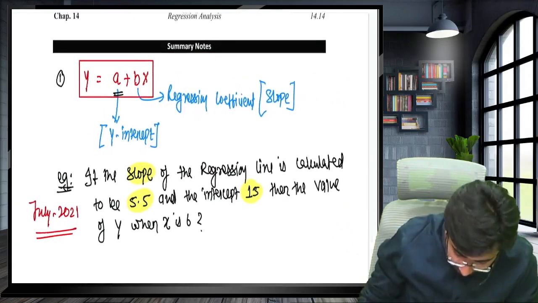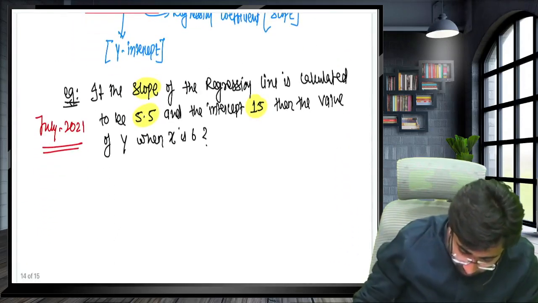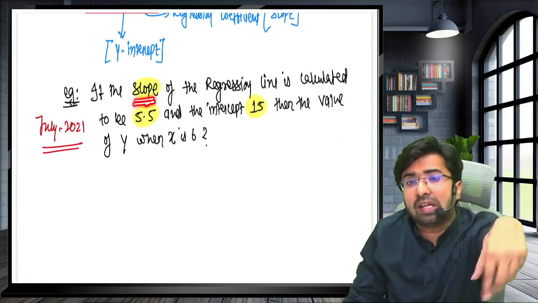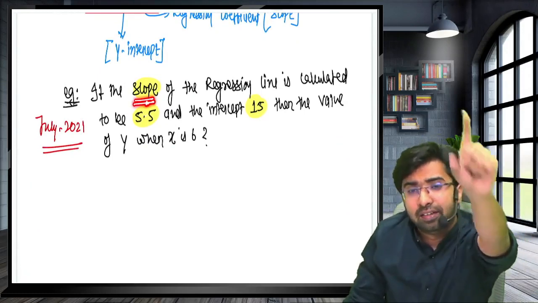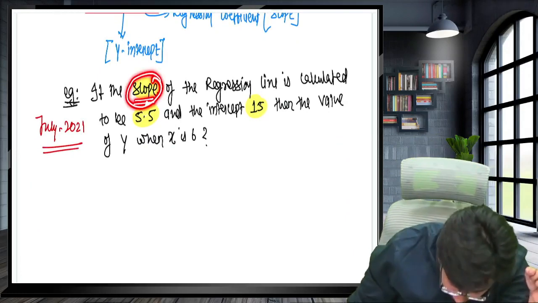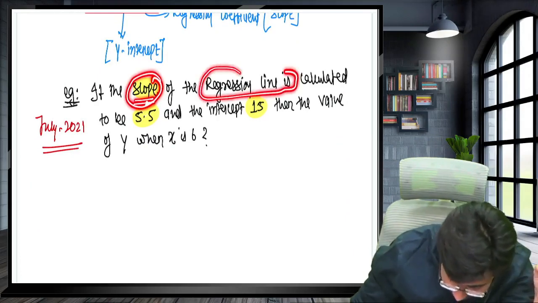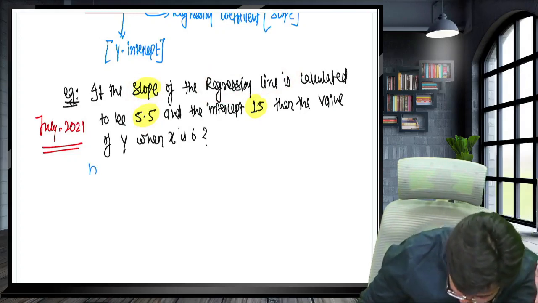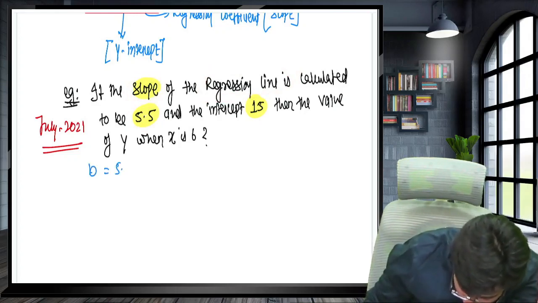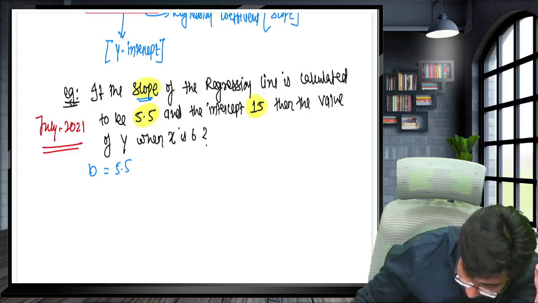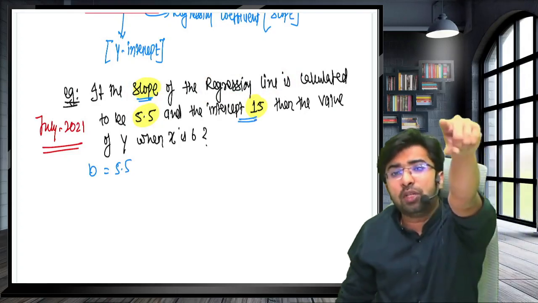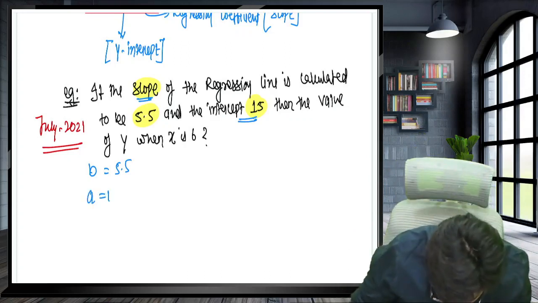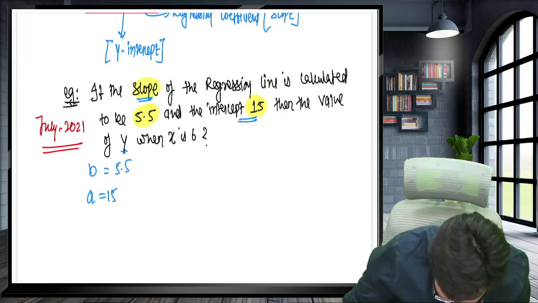Guys, now they have asked one question in July. They have not used the word regression coefficient. They have used the words: if the slope of the regression line is calculated to be 5.5. Guys, just tell me what this is given. b, say yes or no. And the y-intercept is given. What do you mean by y-intercept? a. Then the value of y when x is 6.